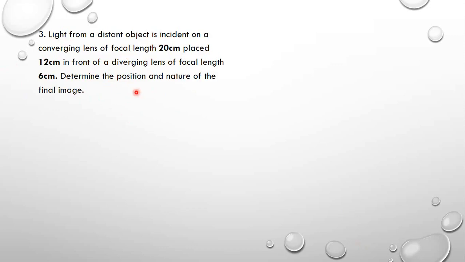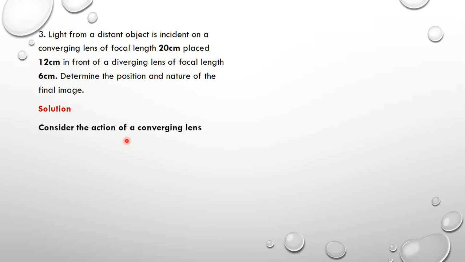So it is a distant object. Whenever we have a distant object, the image is always going to be at the focal point, or at the principal focus. If you consider the action of the converging lens, parallel rays of light are going to meet at the principal focus. So the image distance is going to be the same as 20 centimeters, because the focal length is 20 centimeters.